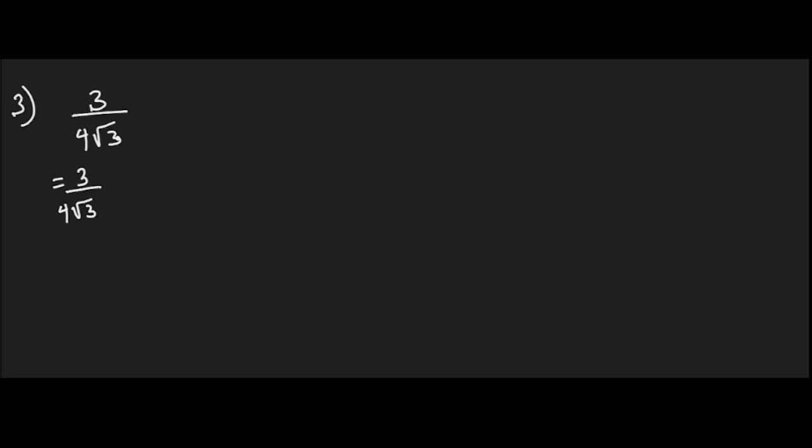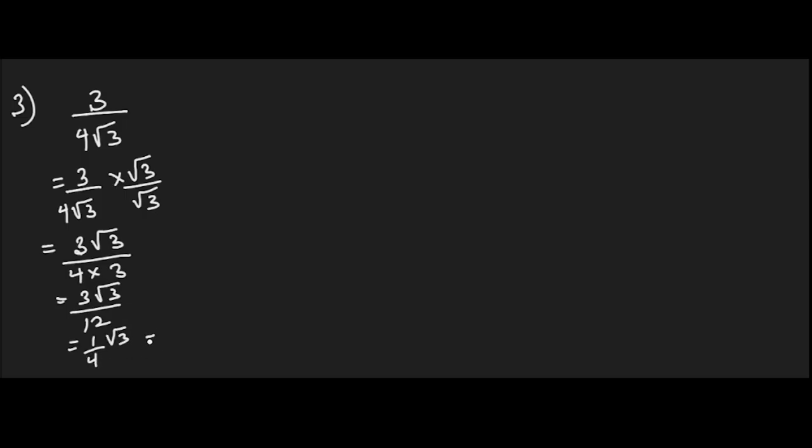Now the surd here is root 3. What we'll do is multiply numerator and denominator by what? Root 3. Then we are going to have 3 root 3 over 4 times root 3 times root 3, which is going to give us 3. Then we have 3 root 3 over 12, and that's going to give us 1 over 4 root 3. We have an answer like this, or we have root 3 over 4.